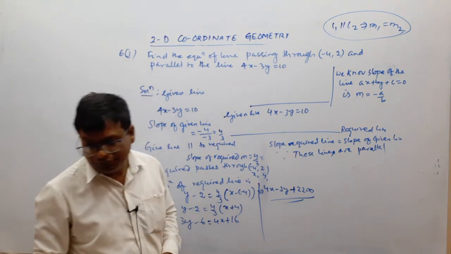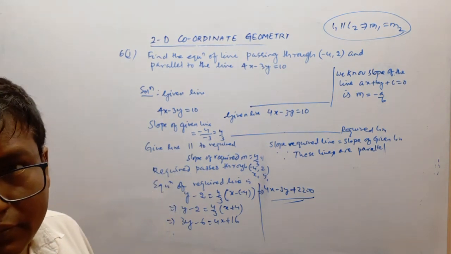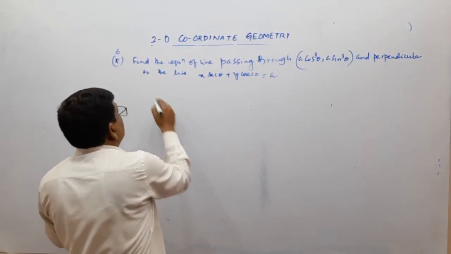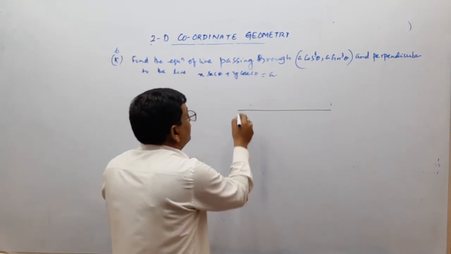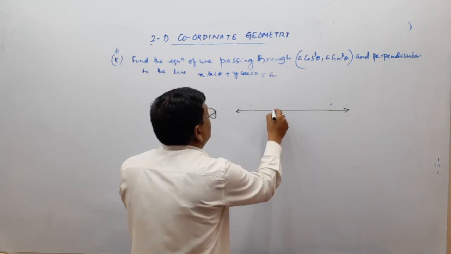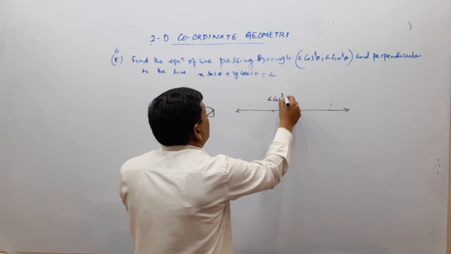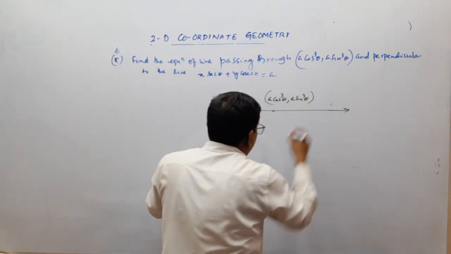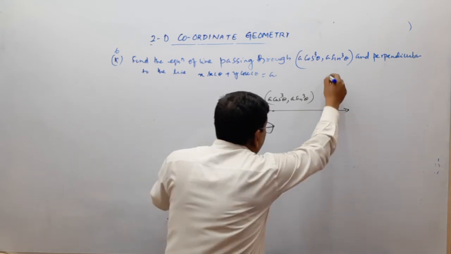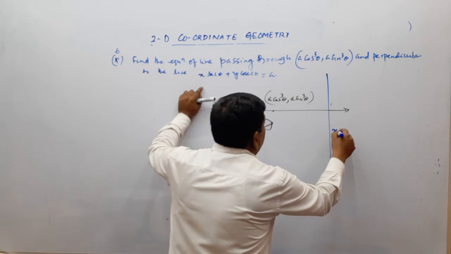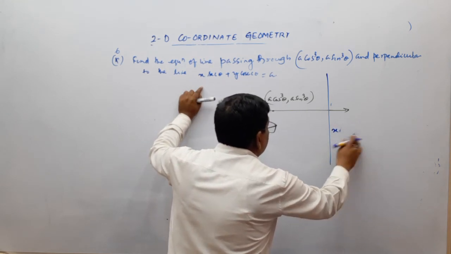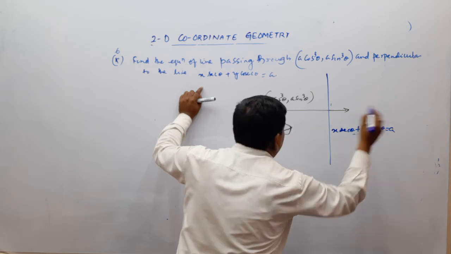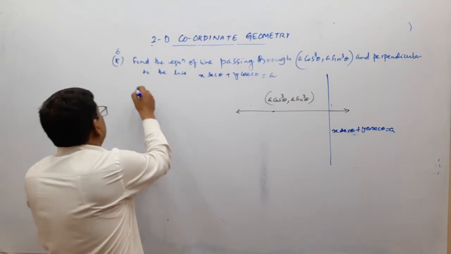Now one more question: find the equation of the line passing through the point (a cos³θ, a sin³θ) and perpendicular to the line whose equation is x sec θ plus y cosec θ is equal to a.